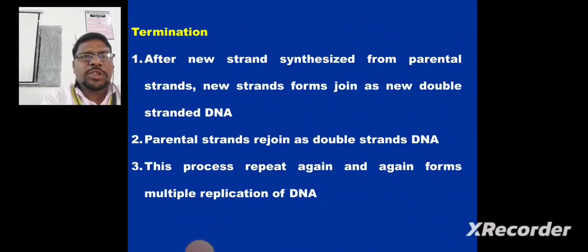The final step is termination. After the two strands are synthesized from the parallel strands, the new strands form and join with the parental strands to make new duplex DNA. The parental strands rejoin as a double-stranded DNA. This process repeats again and again to form multiple copies of the DNA. So that's all about DNA replication.